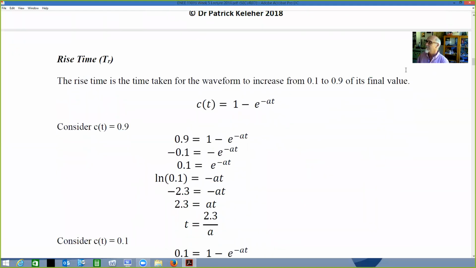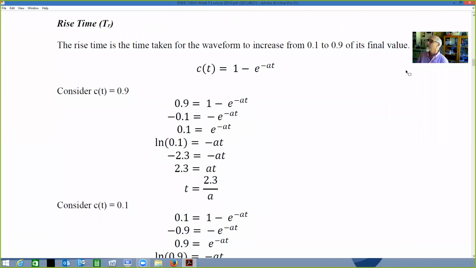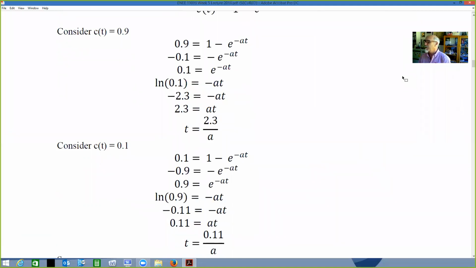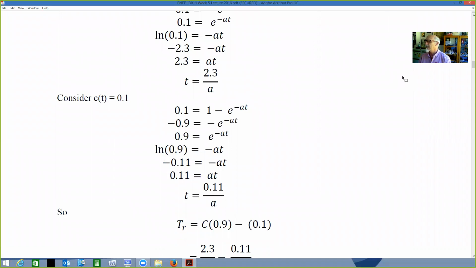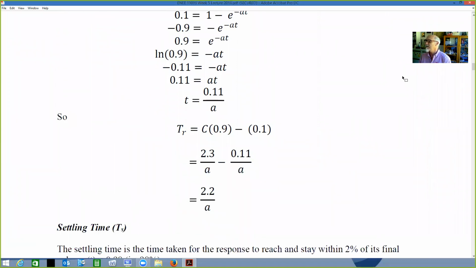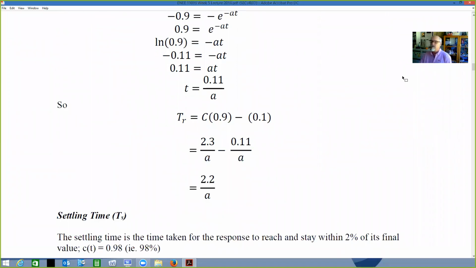The rise time. The rise time is the time taken for the waveform to increase from 0.1 to 0.9, so it's from 10% up to 90% of its final value. And again, that was our output function, C of t equals 1 minus e to the negative at. So if we consider those two particular extremes, the 0.1 and the 0.9, you'll see that we end up with those particular times. So we can find our rise time by finding the difference between them. So rise time by definition is equal to 2.2 over A.